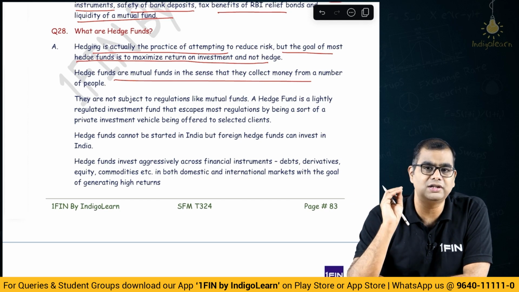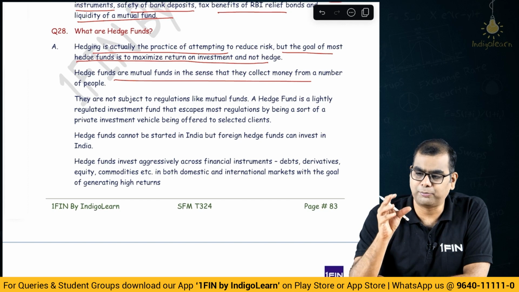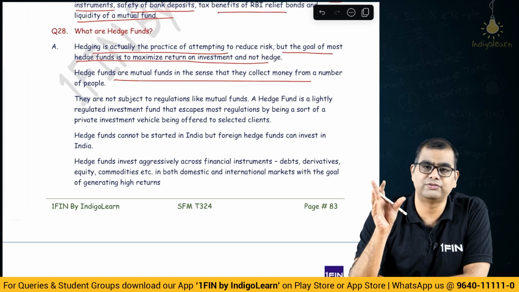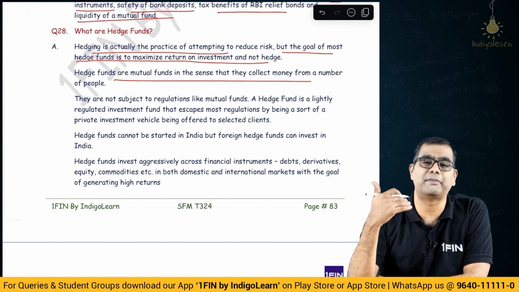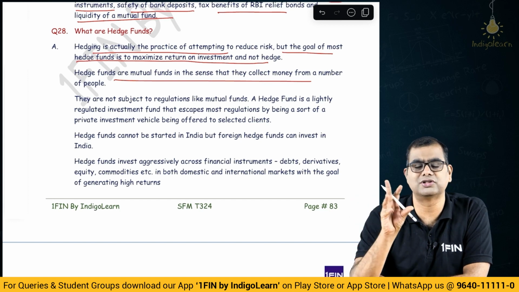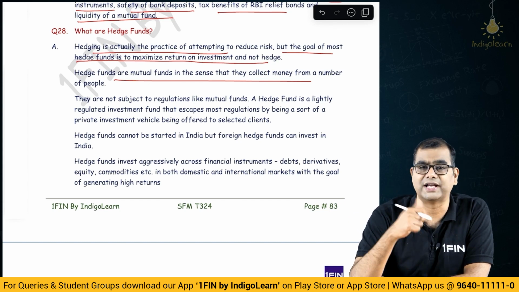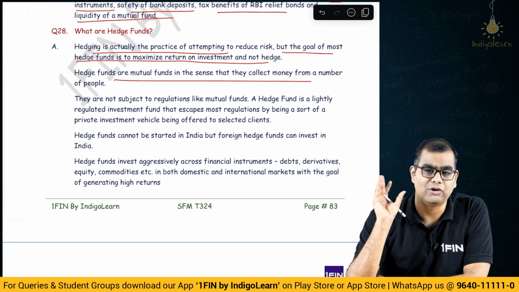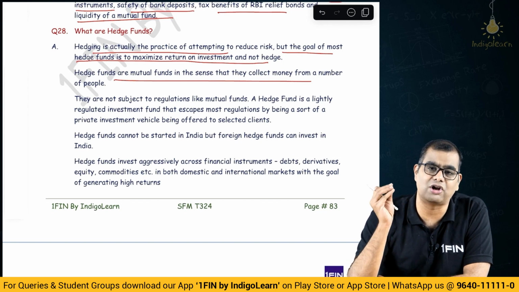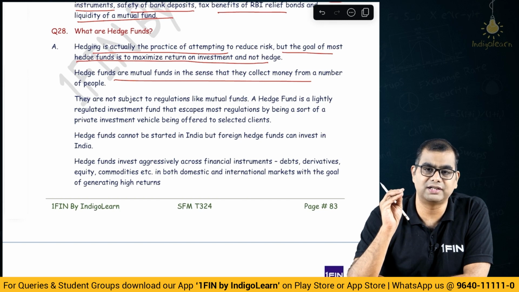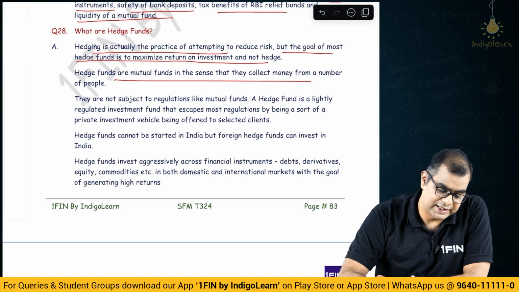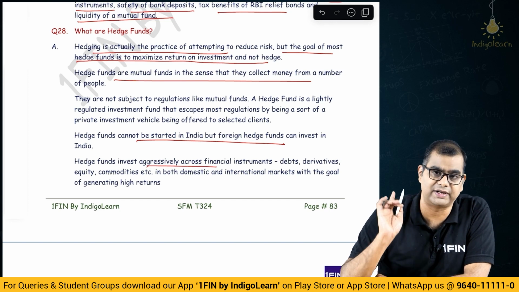But the basic idea is all these hedge funds are there to pool money from knowledgeable high net worth individuals or investors, and then they invest them using multiple strategies to generate much higher return. They're just like mutual funds only because they pool the money. Beyond that, there's no similarity, because mutual funds are subject to a lot of regulation. Hedge fund regulations are very light. Anyone who's investing in a hedge fund is not necessarily looking to minimize risk. They are looking to maximize the return, and they invest aggressively across financial instruments. They cannot be started in India, but foreign hedge funds can definitely invest in India.